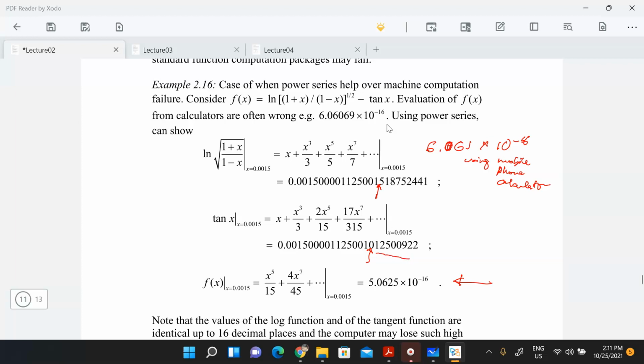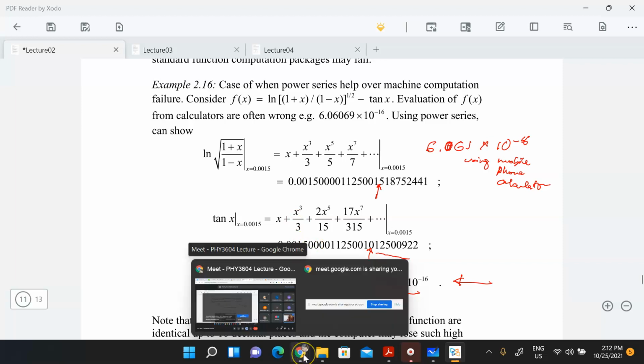So if you already have a rounding error at one of these particular terms, you probably get an incorrect answer. So if you do it using power series, for which you can do it for the first, say, 7th power, for example, then you get the correct answer, about 5.0625 times 10 to the minus 16. Let me just check people coming in.